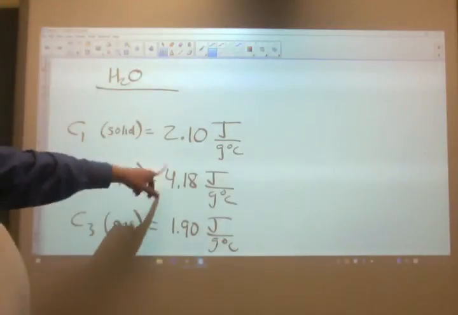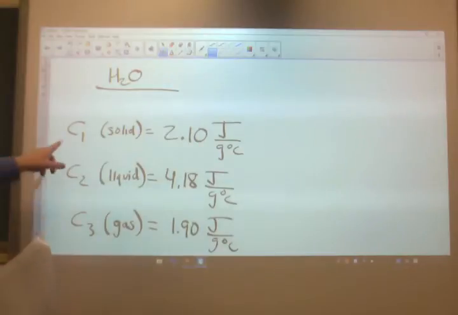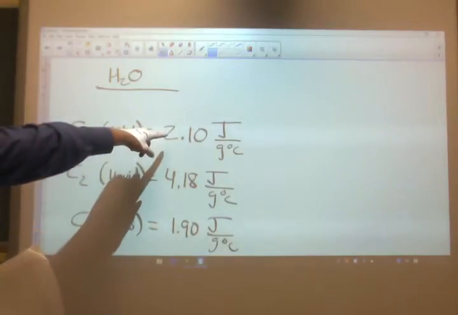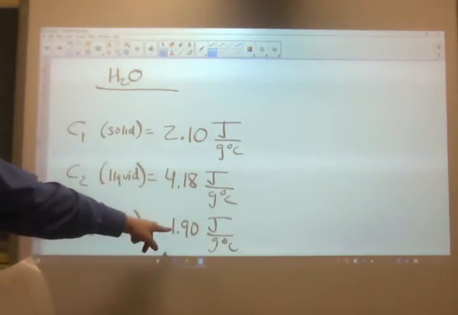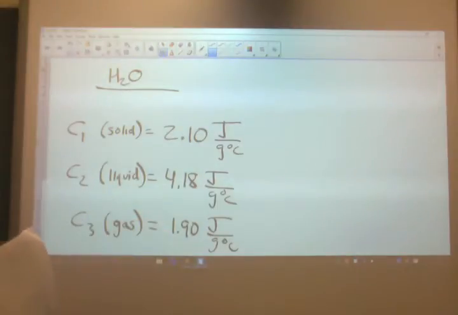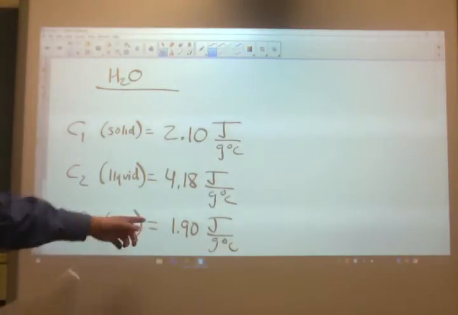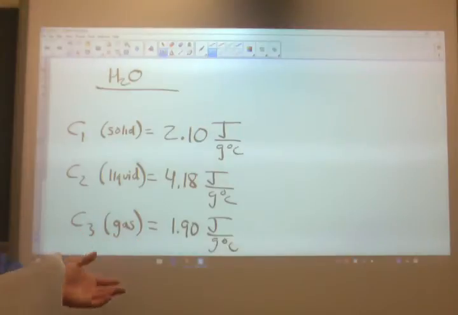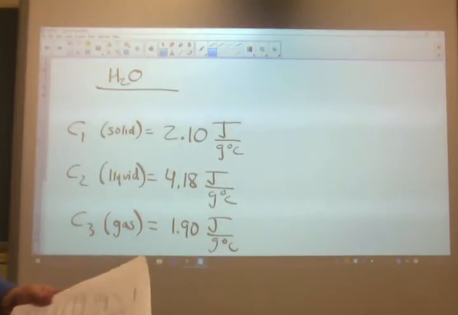Now these are sort of estimates. In fact, the colder something is, this actually I believe drops, and the hotter something is, that also will change. I'm not sure if it goes up or down. But anyway, these are estimates, so if you're looking this up in a textbook or online, you might see slightly different values, but these are the ones that we're going to be using.